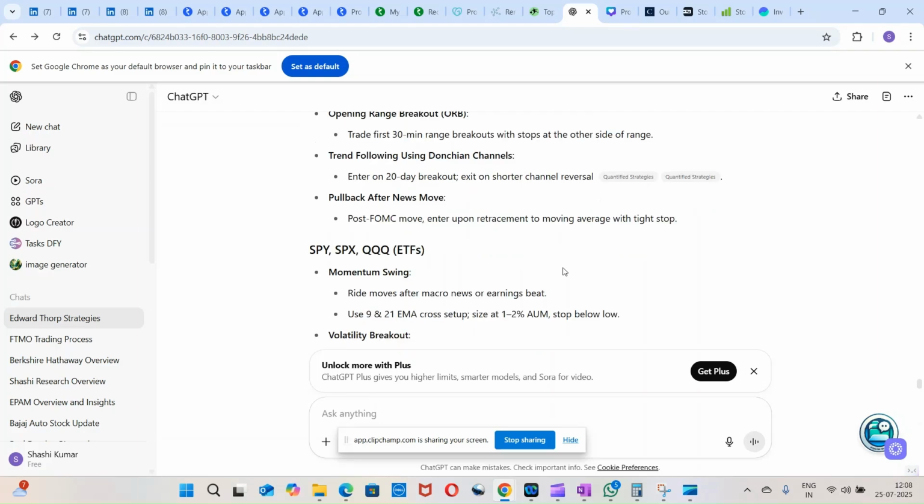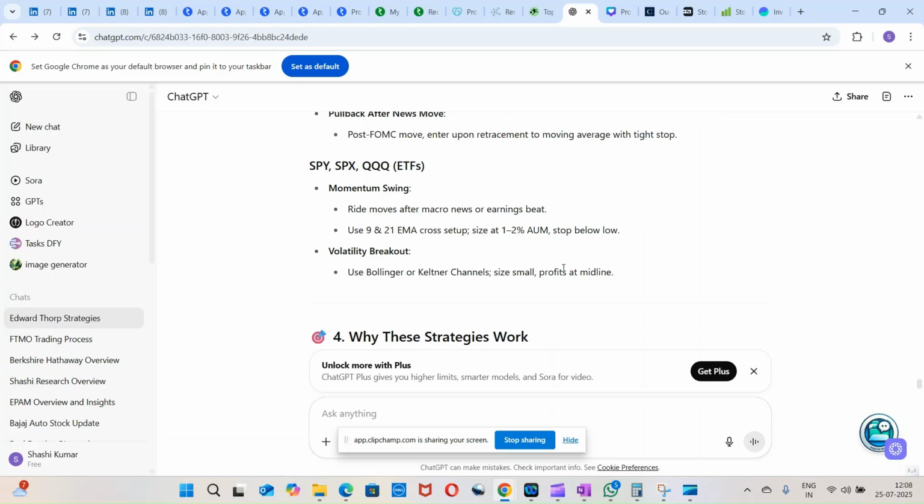30-minute opening range breakout also you can trade. Okay. Coming to SPY, SPX, QQQ, ETFs, these are okay. So these momentum swing strategies you could use here. Whenever there is a macro news or earnings are good, you can ride that move. So this is momentum strategy. When news are in favor, or when earnings are good, you ride the momentum.